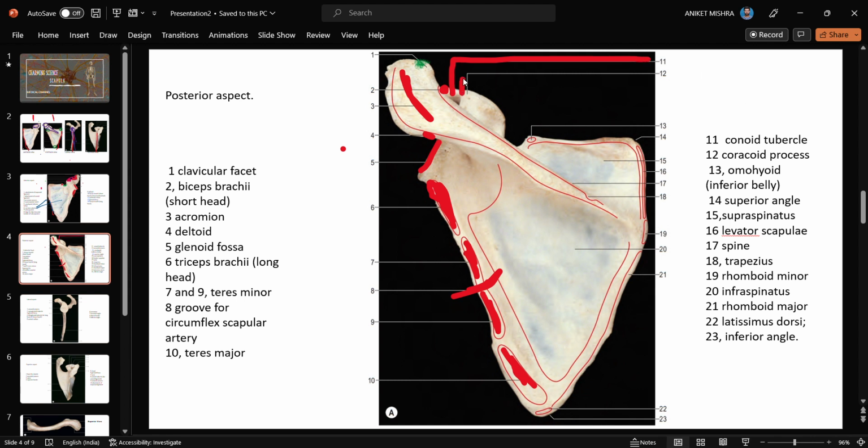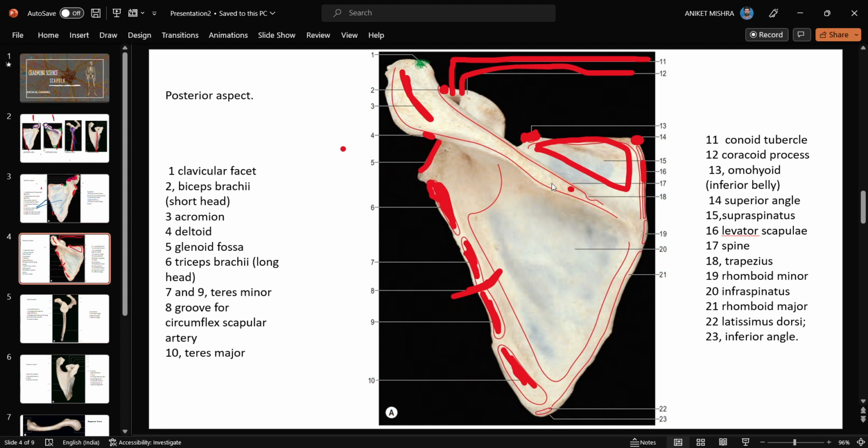12th one is the coracoid process. 13th one is the origin of the omohyoid muscle. 14th is the superior angle, which is present as a landmark. 15th is the supraspinatus. This is the origin of the supraspinatus muscle. 16th one is the levator scapulae, origin of the levator scapulae.